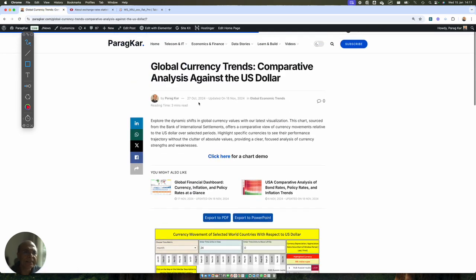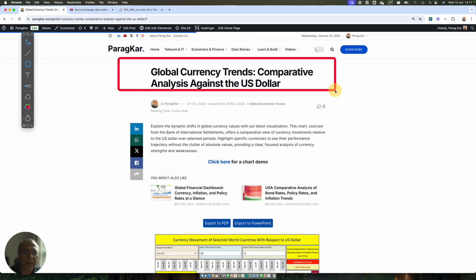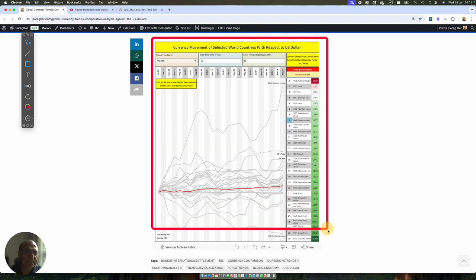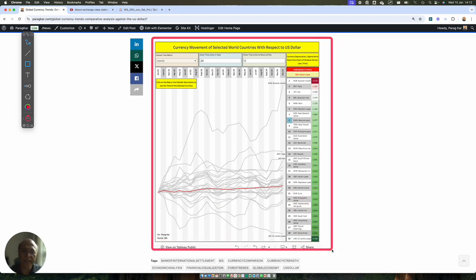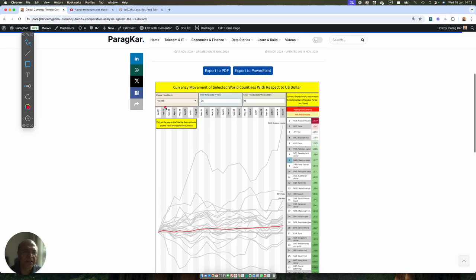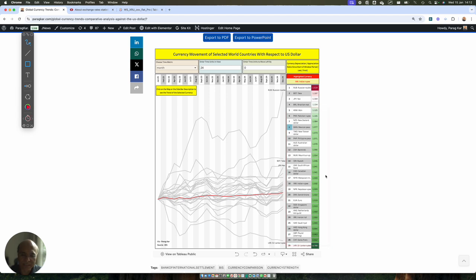Now, the title of this page is Global Currency Trend Comparative Analysis Against US Dollar. You will see that this is the chart, and this is a dynamic chart, right? If you go here, you can control this chart to see different types of views in different time scales. The time scale is plotted here, and then you can see all these lines all over the place, and then there is a vertical table which lists currencies in a serial manner, giving a particular rank. You can see the rank number here.